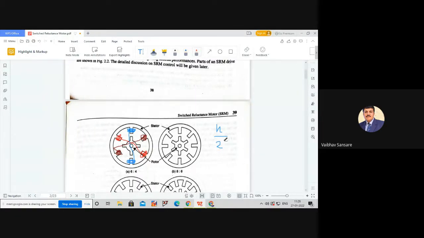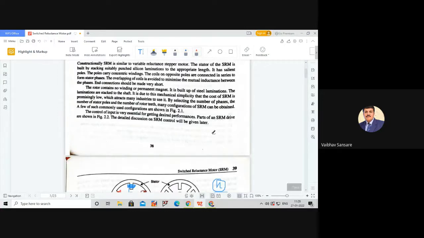And to obtain this n by 2 number of phases, it is conventional practice to use an even number of stator poles in the case of a switch reluctance motor. So the diametrically opposite coils are generally connected in series to form stator phases. So there may be 2-phase, 3-phase, 4-phase, 5-phase, 6-phase, and so on. So if the stator consists of n number of even poles, then the total number of phases for the stator is equal to n by 2.